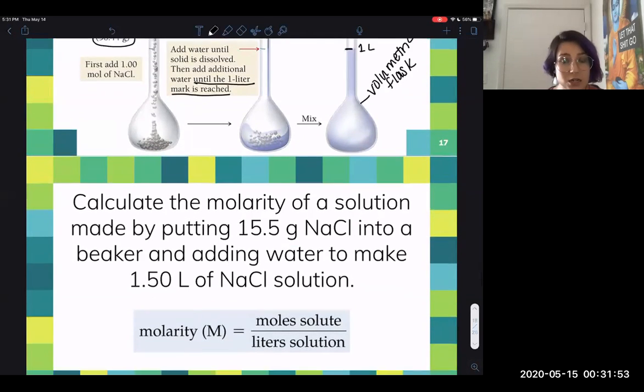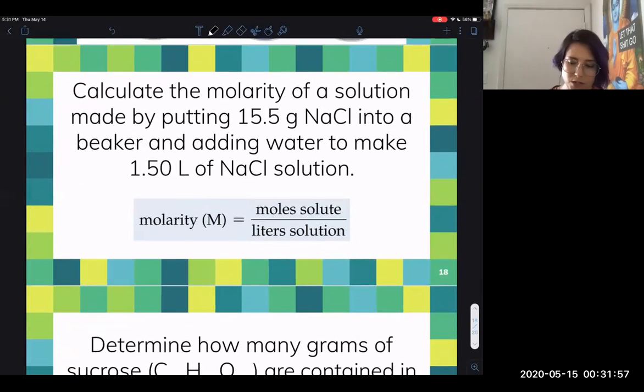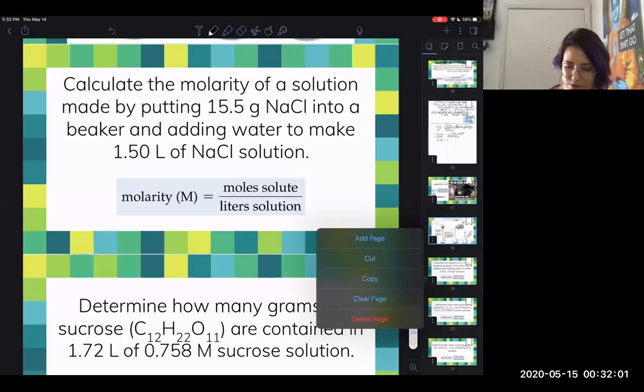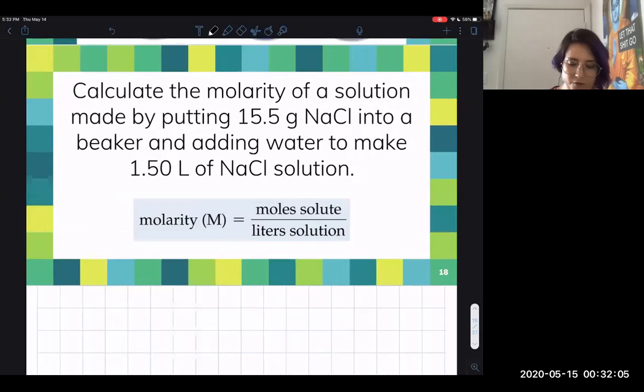Let's try it. What's the molarity if you have a solution of 15.5 grams of sodium chloride and you add water to make a 1.5-liter sodium chloride solution? I'm going to give you about 2 minutes here.